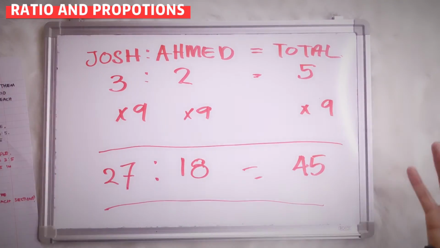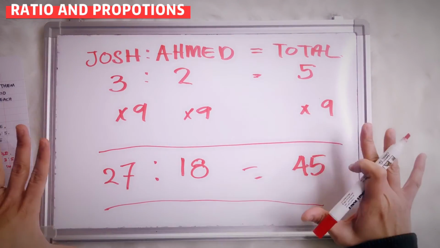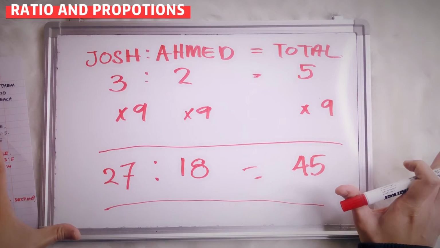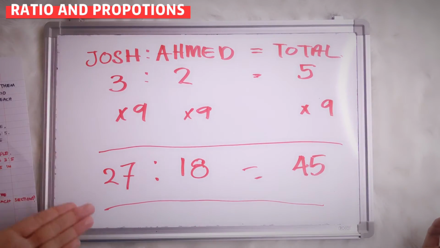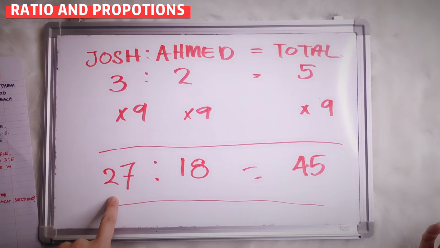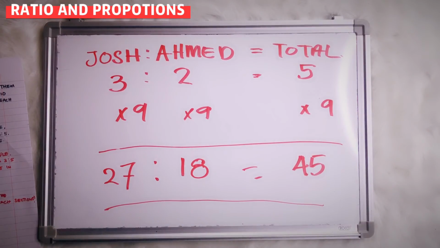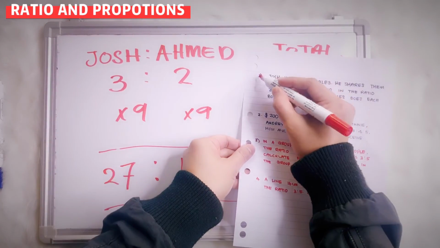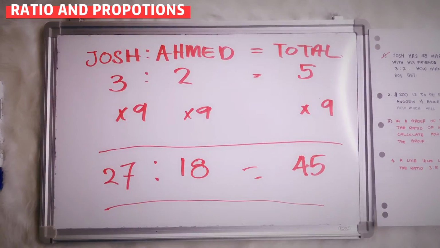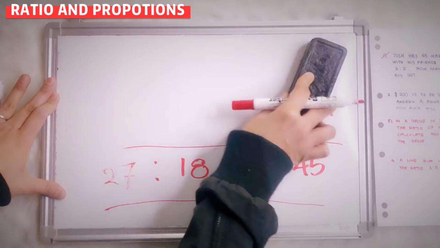See, from this method you can get all the answers. If the question asks you how many marbles George has, you can straight away get 27. If the question asks you about Ahmad, you can straight away get Ahmad. Alright, settled question number 1. We proceed to the next one.